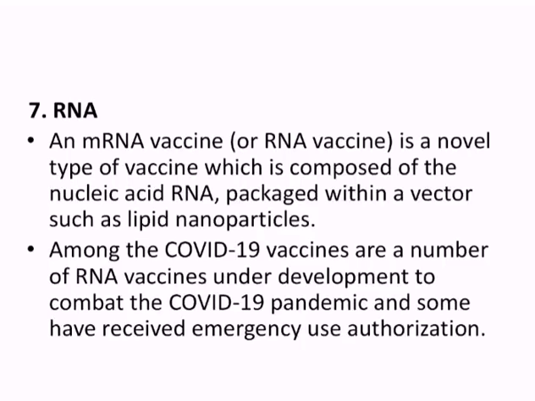النوع السابع هو RNA vaccine. A messenger RNA or mRNA vaccine is a novel type of vaccine which is composed of the nucleic acid RNA packaged within a vector such as lipid nanoparticles. Among the COVID-19 vaccines are a number of RNA vaccines under development to combat the COVID-19 pandemic, and some have received emergency use authorizations. فعند messenger RNA هنا بقوموا بشيلو النيوكليك أسيد RNA، باكج في فيكتور، والفيكتور ده عبارة عن ليبيد نانو بارتيكلز. فكمية من الكوفيد 19 vaccines nowadays.